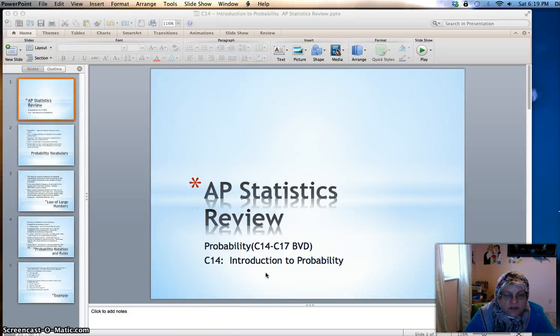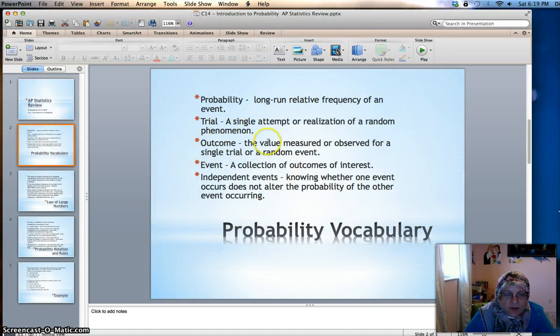This is the review of Chapter 14, Introduction to Probability. Alright, so the first thing we need to cover is some vocabulary.